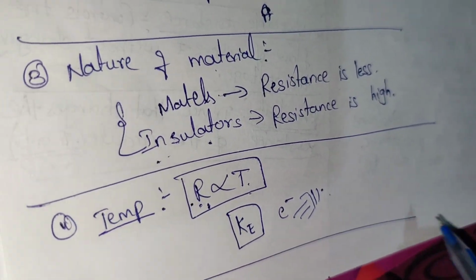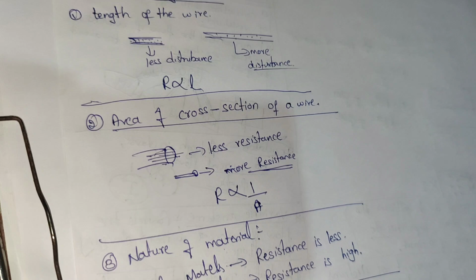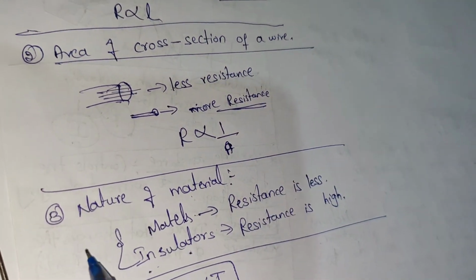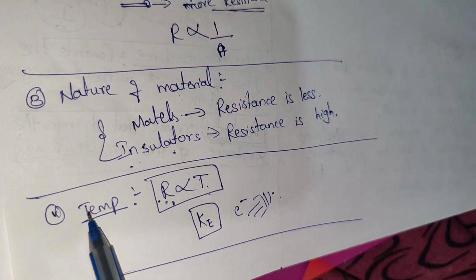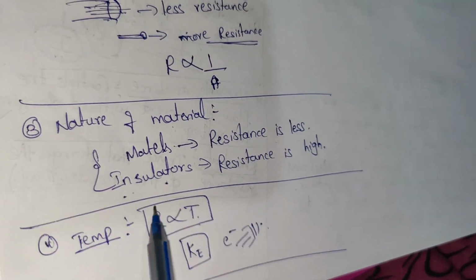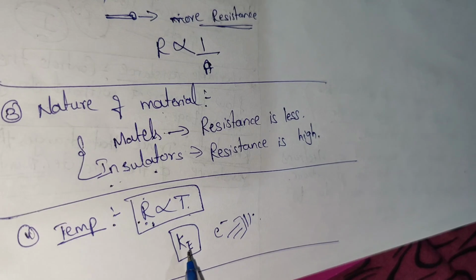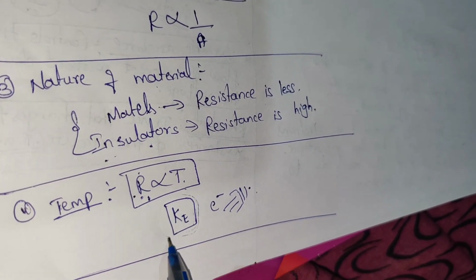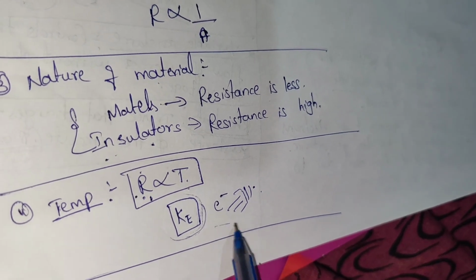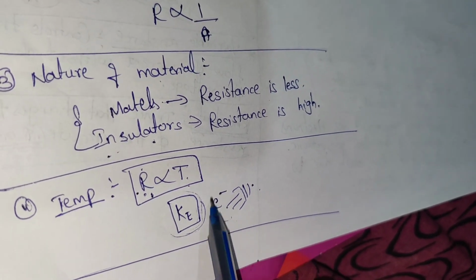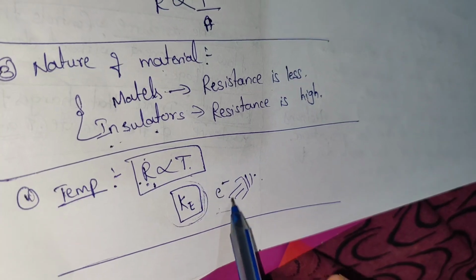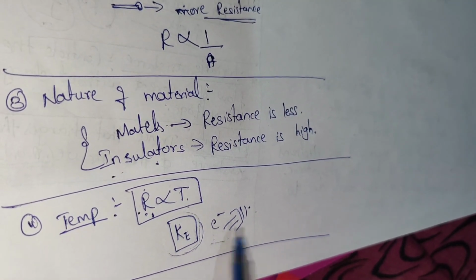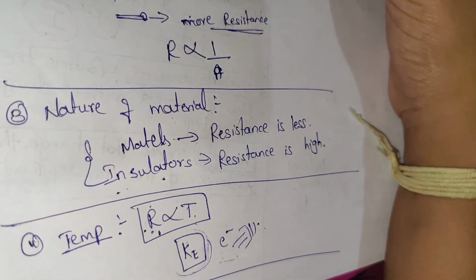These are the 4 important factors affecting the resistance: length of the wire, area of cross section of wire, nature of material and temperature. As the temperature increases, resistance also increases, because temperature increase means kinetic energy of atoms increases. If electrons are flowing in the wire, moving atoms disturb the flow of electrons, then resistance increases. Okay, this is how temperature also affects the resistance.